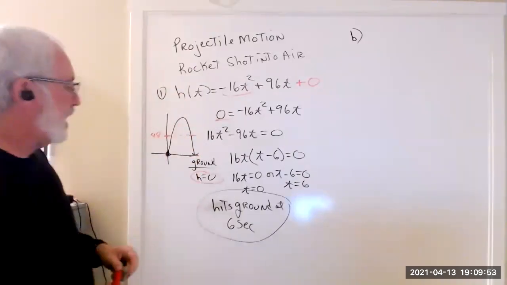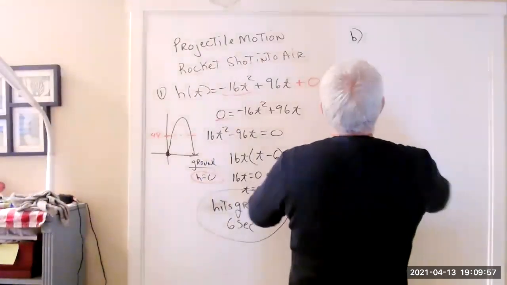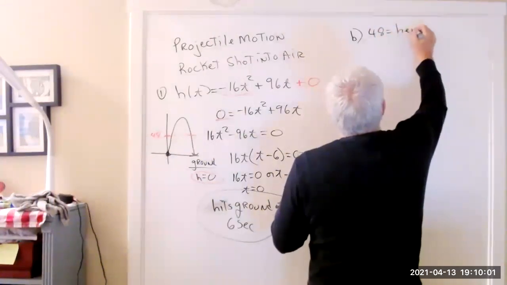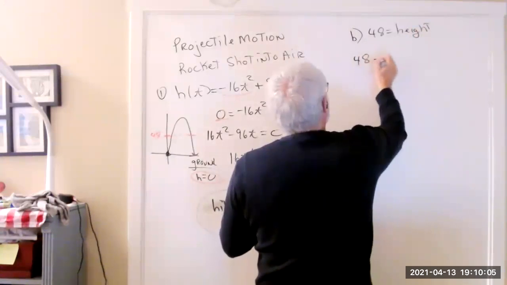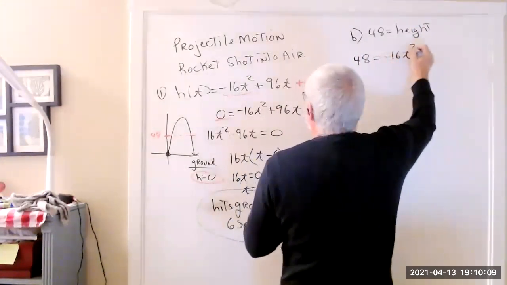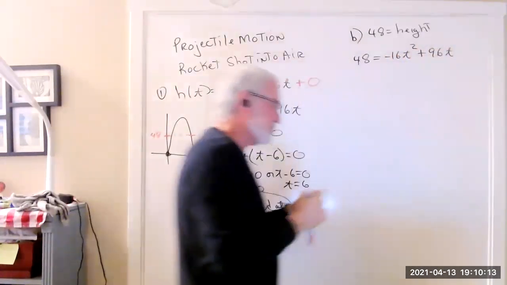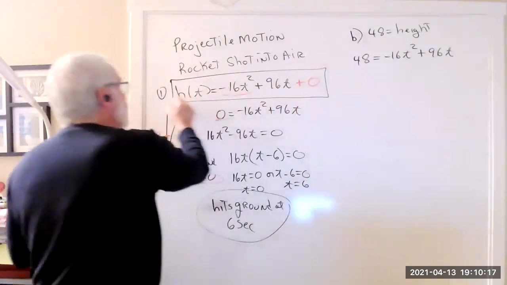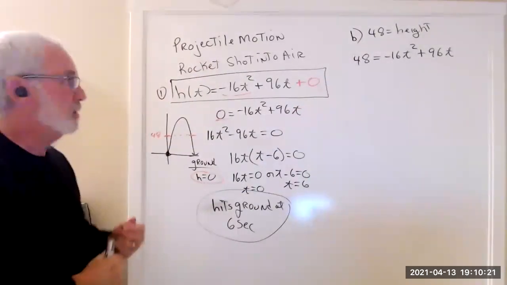Now, 48 feet is a height. 48 equals some height. So our equation will look like this. 48 equals negative 16t squared, I'll get it out of your way, plus 96t. So we're taking the same basic equation that we had here. That's our beginning equation for this problem.